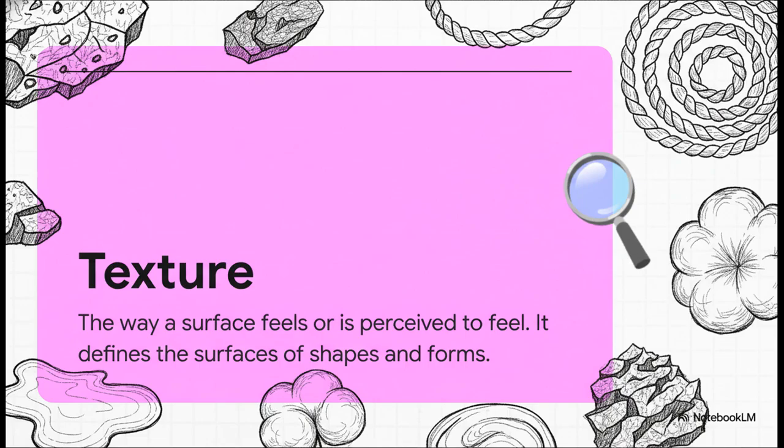First up is texture. Texture is all about the surface quality of an object. It's the element that speaks directly to our sense of touch. Is something rough? Is it smooth?